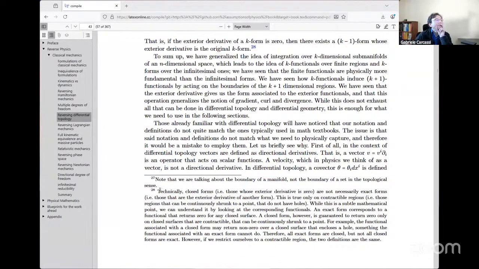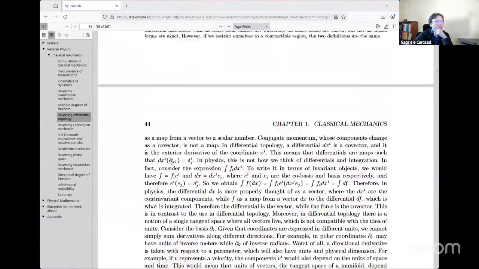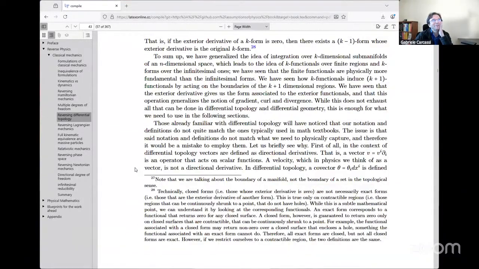Footnote 28, the big footnote that tells you the difference between closed and exact forms, because we are sort of making a little bit of sleight of hand here, but I don't know. We can skip it or we can look at it if you guys want.